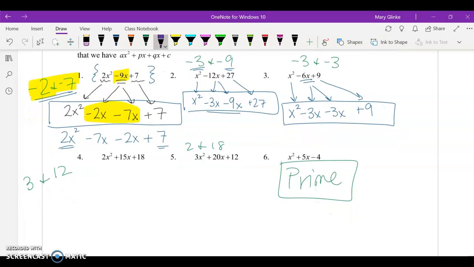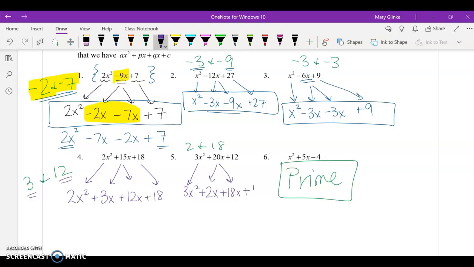So let's try the last two. I would leave 2x squared. 15x would become a 3x and a 12x, coming from our numbers from earlier, and then plus 18. So number 5 here, same idea, bring down the 3x. I have a 2 and an 18. I'm splitting my middle number up into both of those with an x, and then plus 12 at the end.